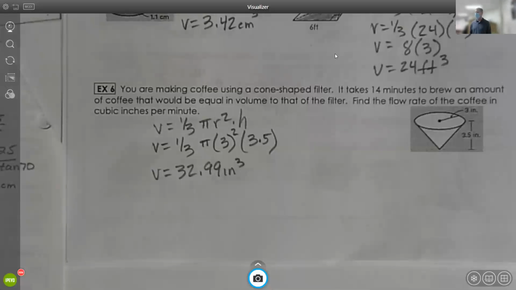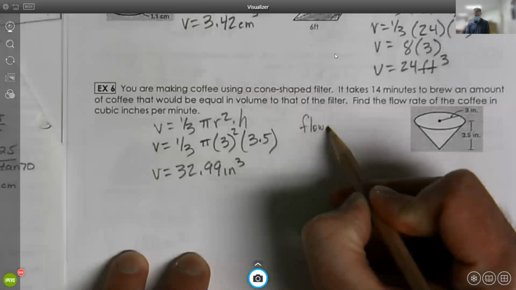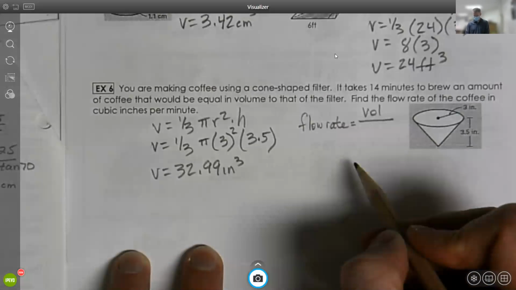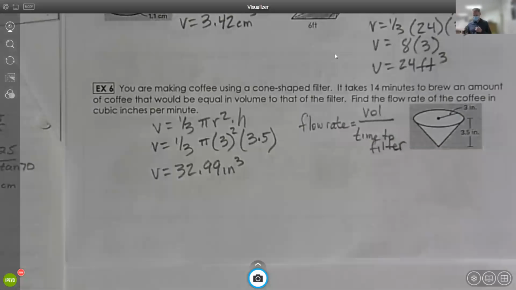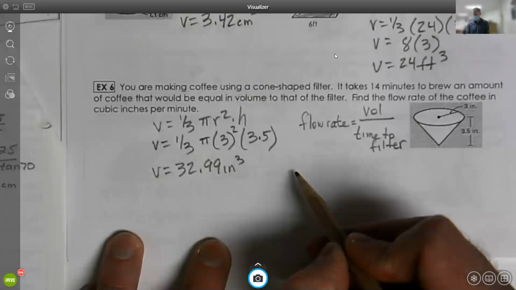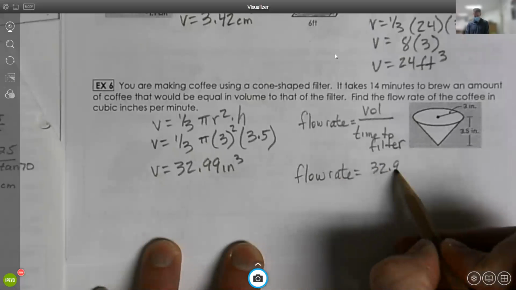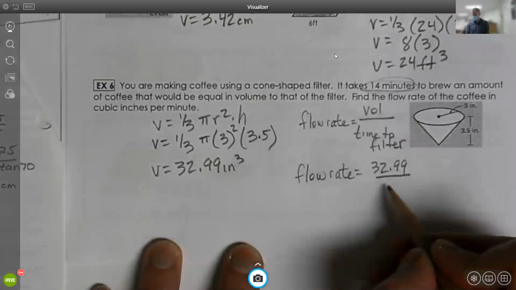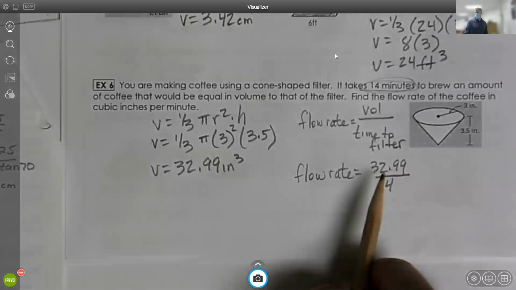So next, we're going to talk about a flow rate. Our flow rate is going to be the volume divided by the time to filter, the time to drain that filter out. So what we have as a flow rate is that 32.99, and they said that it took 14 minutes to drain that. So here we have the cubic inches, and now we're going to do the cubic inches per minute.